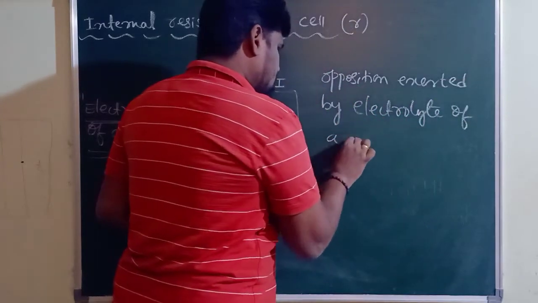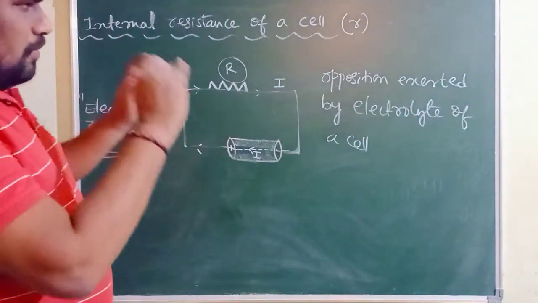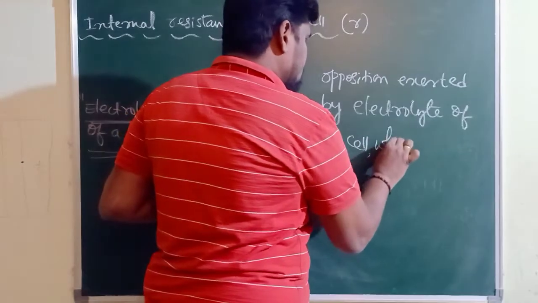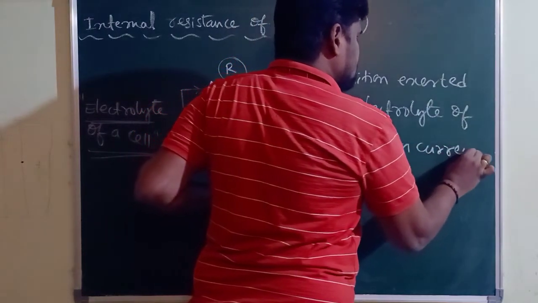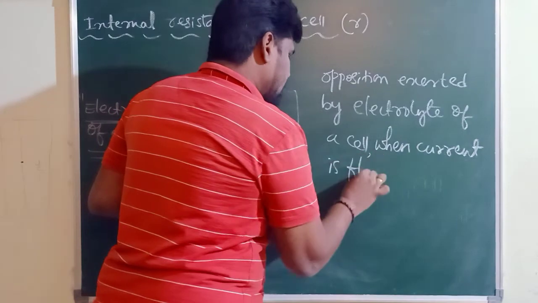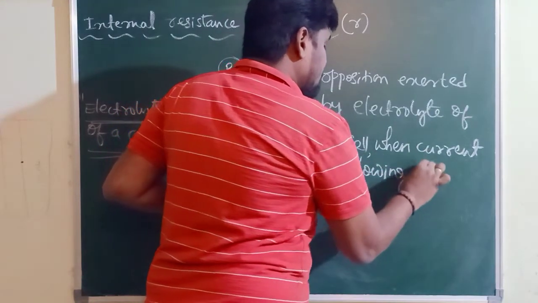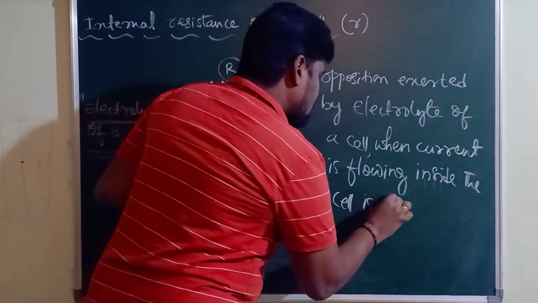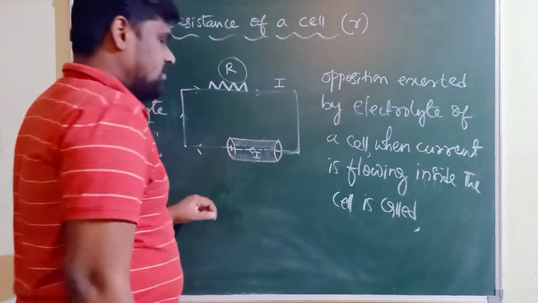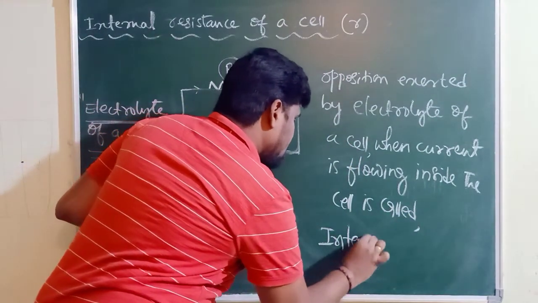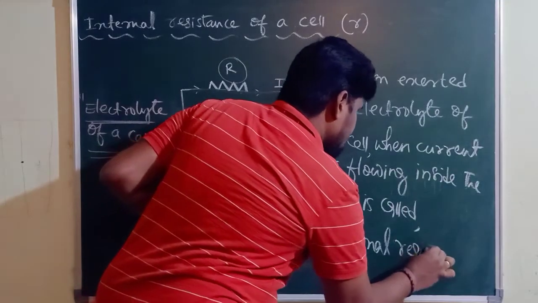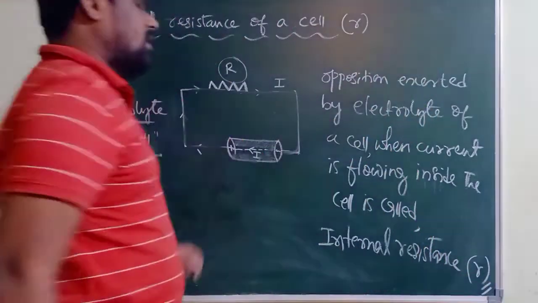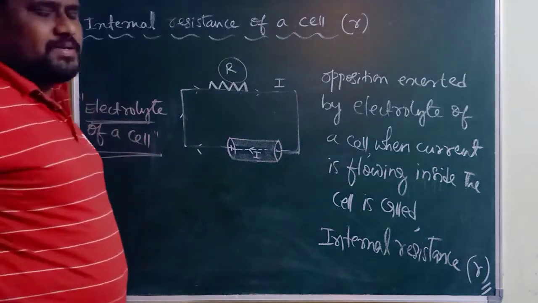The opposition exerted by the electrolyte of a cell when current is flowing inside the cell is called internal resistance of a cell, and this internal resistance of a cell is denoted by small r.